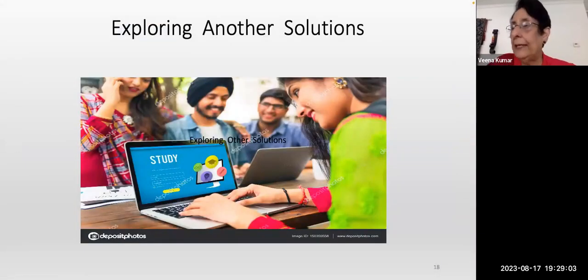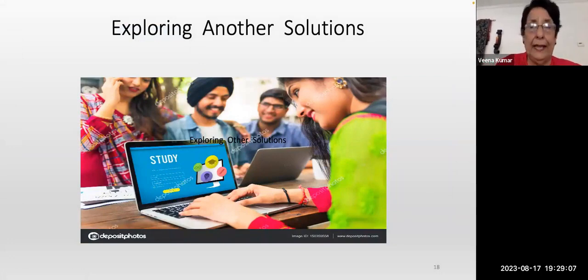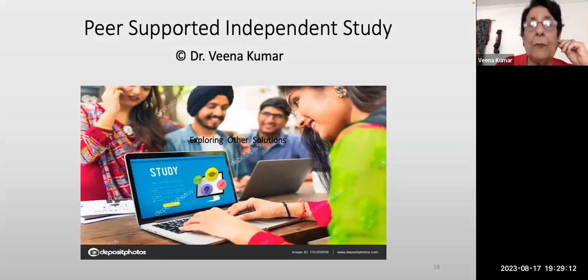Okay. And now the more concrete solution that I have is an activity I've come up with called peer supported independent study. And this is something that took almost 3 years for me to finalize.